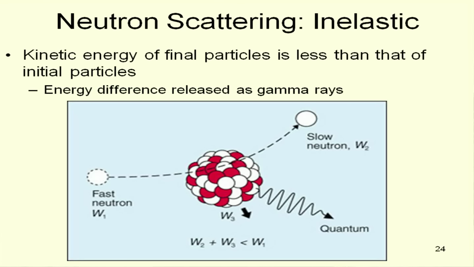Whereas in inelastic scattering, the neutron interacts with the nucleus, and the nucleus moves off with some energy, and the neutron does with some energy, but it gets the nucleus a little bit excited, and it kicks out a quantum. It's a gamma ray, it's a photon, and so you end up with these capture gammas being emitted, and both processes go on in nuclear reactors.